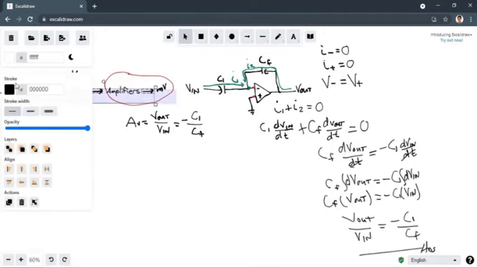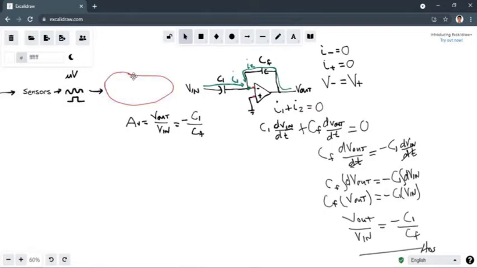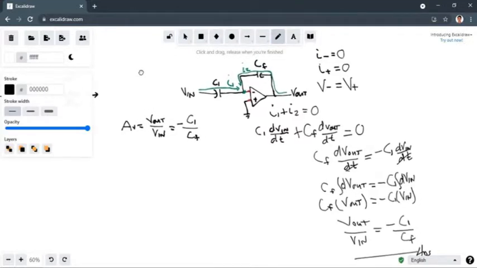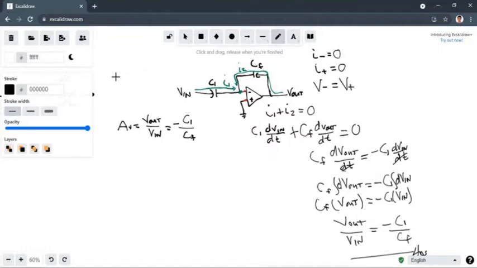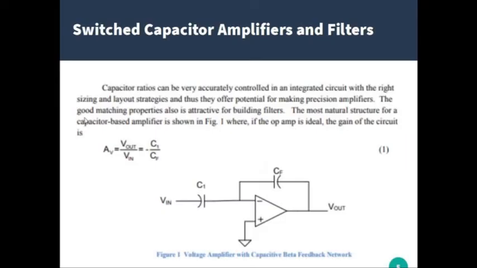Can you still see it if you screenshot? I'll give you 10 seconds to screenshot this one. 4, 3, 2, 1. I think we're good. Let's go back to the presentation. Okay, so that's how we derive the equation, ideally at least.